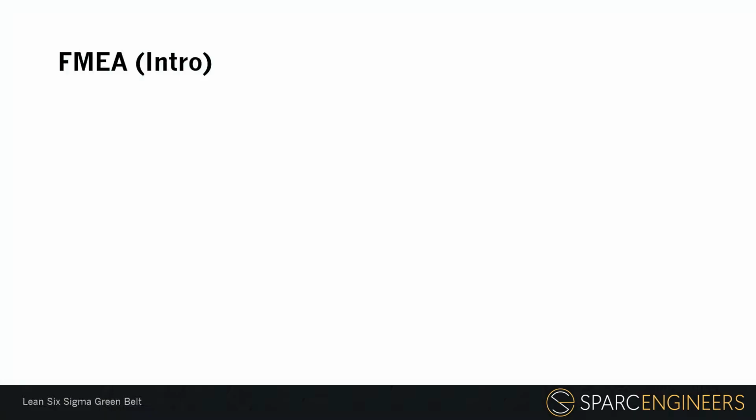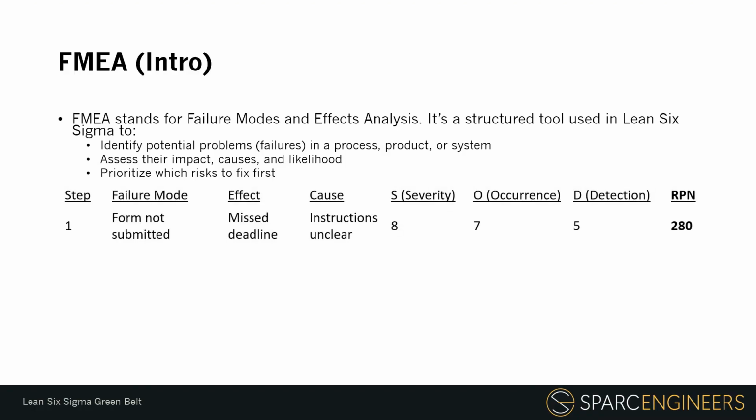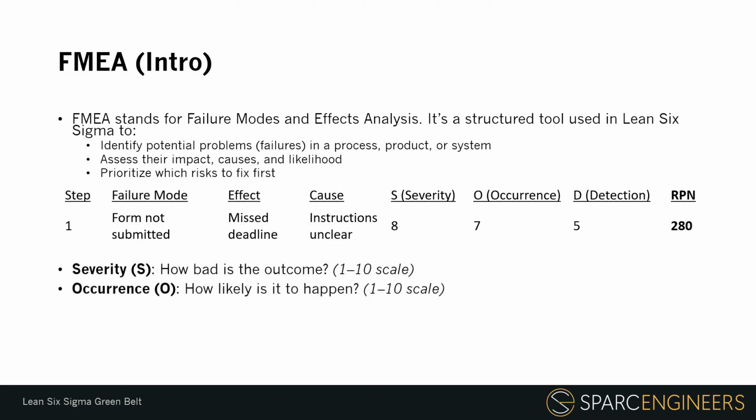FMEA Intro. FMEA stands for Failure Modes and Effects Analysis. It is a structured tool used in Lean Six Sigma to identify potential problems, assess their impact, understand their causes, and prioritize which risks to address first. The important word here is potential. FMEA is proactive. We are not waiting for a failure to happen. We are asking, how could this process fail, and what can we do before that failure reaches the customer?